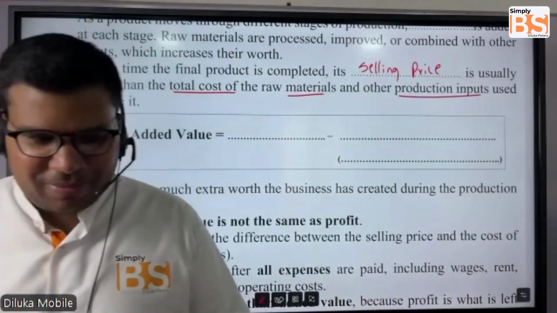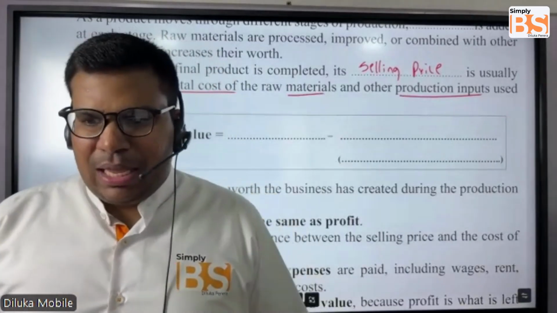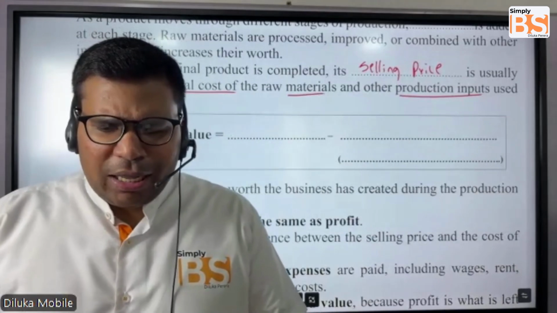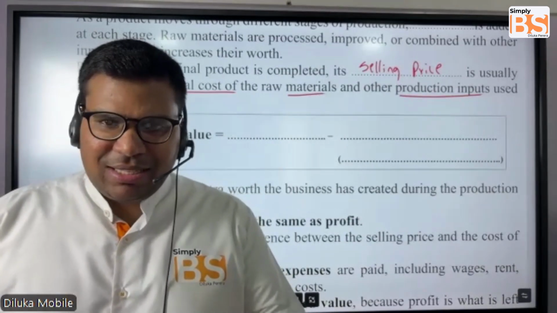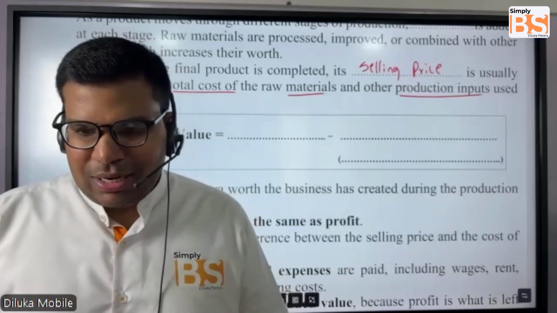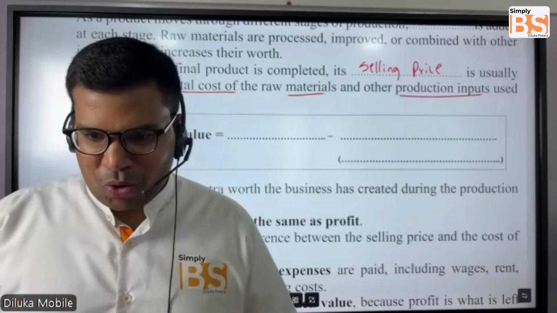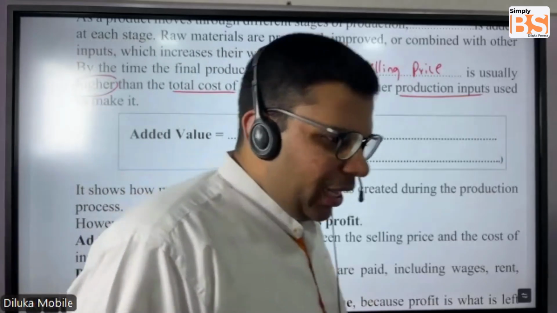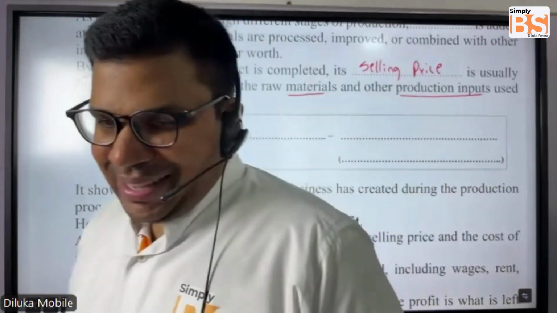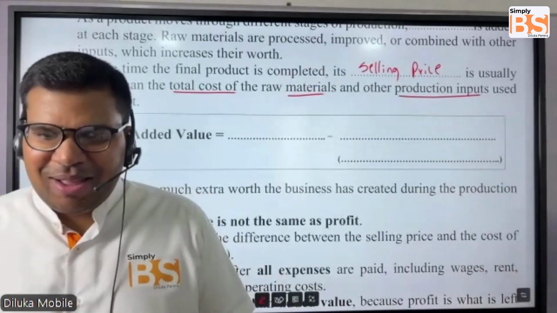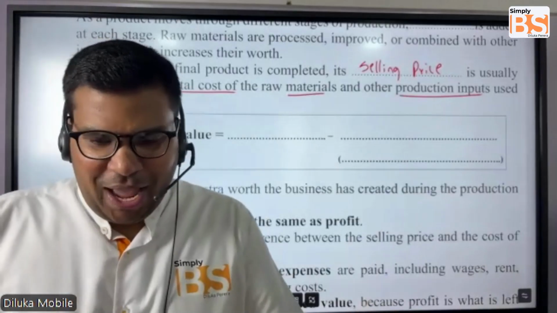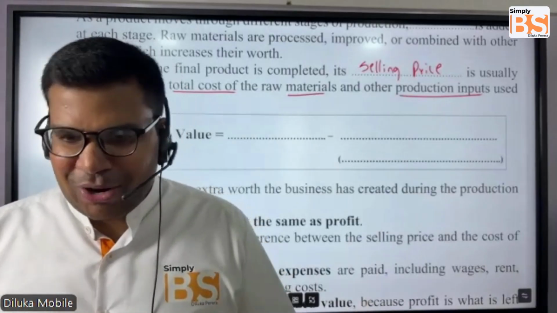Now, another student might be thinking, will the selling price be lesser than the production cost of raw material and other components? I mean, you cannot set the selling price lower than your production inputs and raw material, because if you set it lower, then at the very beginning itself you are making a loss.